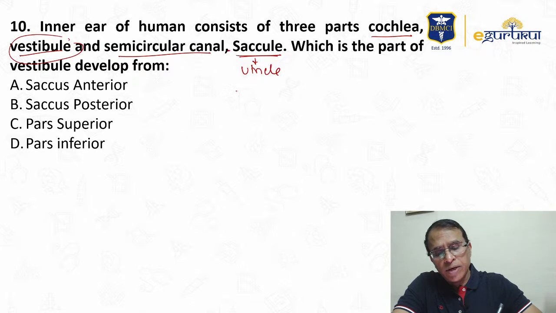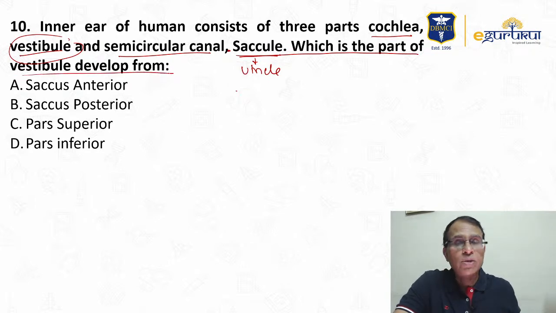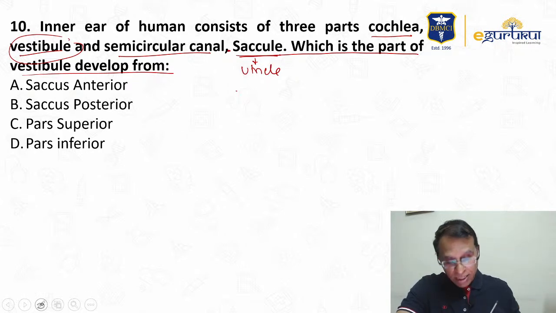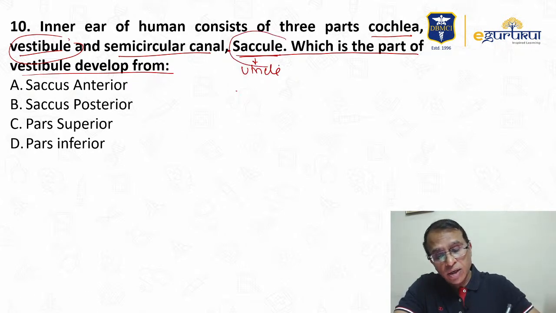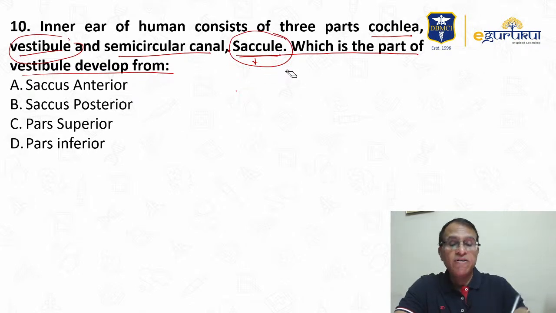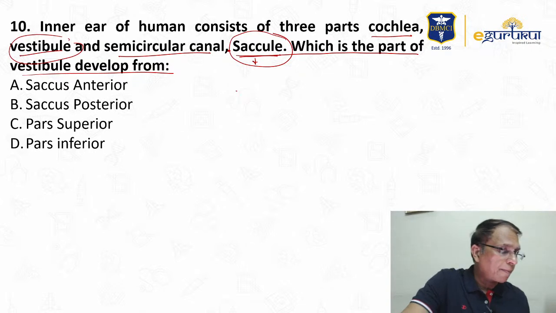There should not have been a full stop here. The saccule, which is part of the vestibule, develops from which of the following? Saccus anterior, saccus posterior, pars superior, pars inferior. So basically a simple question: the saccule of the inner ear develops from which of these? Saccus anterior, saccus posterior, pars superior, or pars inferior? What is your answer?